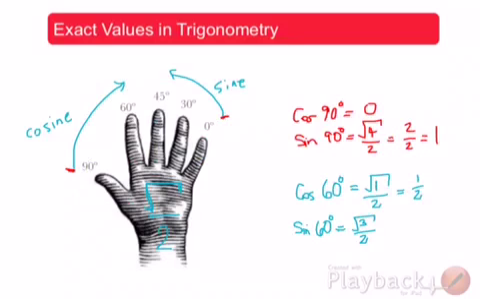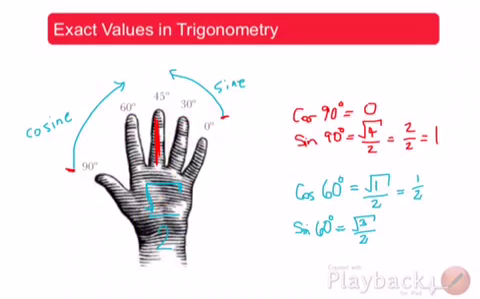Just rub out this red line. So if I look at 45, I know my answer is going to be the square root of whatever the number is over 2. So if I'm going for the cosine of 45, I'm going from 90 to 45, so there are 2 fingers, so it will be the square root of 2 over 2. And if I was going for the sine of 45, it'll be 0 to 45, which is the square root of 2 over 2.